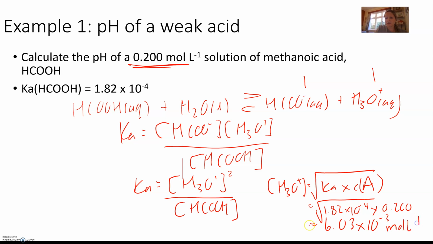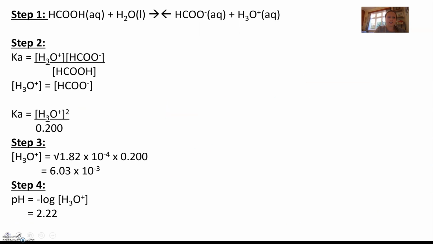That has a concentration unit because it's the concentration of hydronium. The final step to this problem is to negative log your answer there. If you negative log the answer, you'll end up with a pH of 2.22. So I hope that makes sense, and let me know if you have any questions.